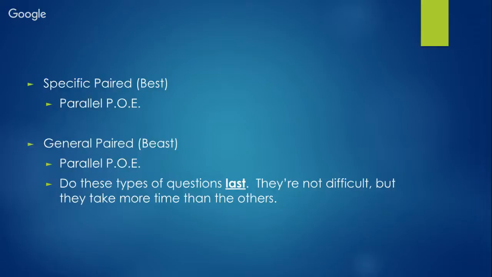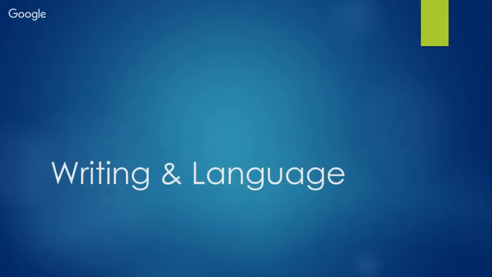And then the worst, oh my goodness, general paired. These are a beast. You do these types of questions last. They're not difficult, but they do take more time than the others. These are the ones where they ask you things like the main idea that both authors are conveying to their audience, or the ones where they say both authors would agree with what opinion. Those are the ones that you really need to have had exposure to both texts prior to answering.